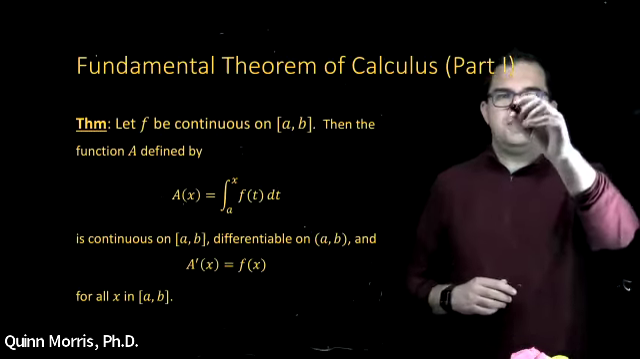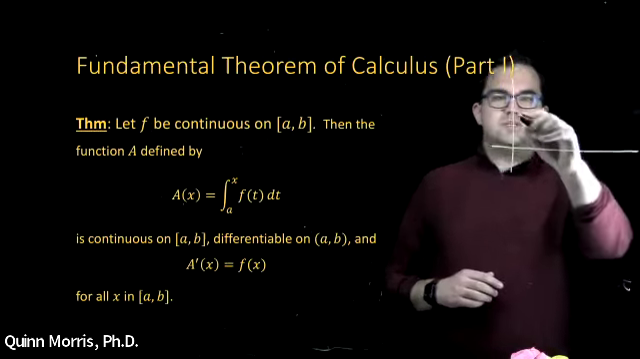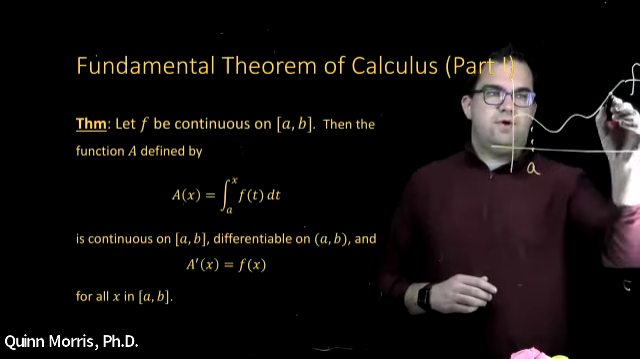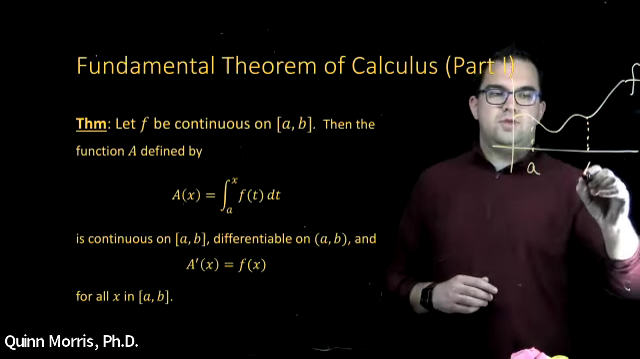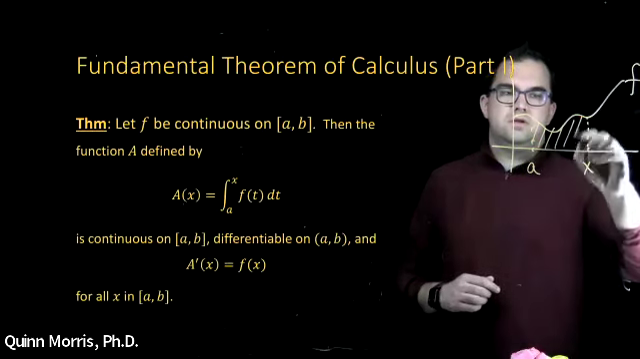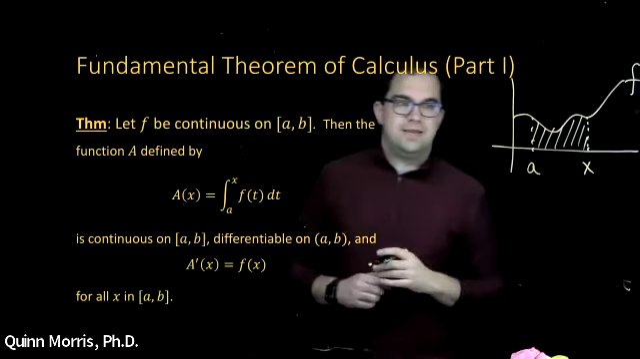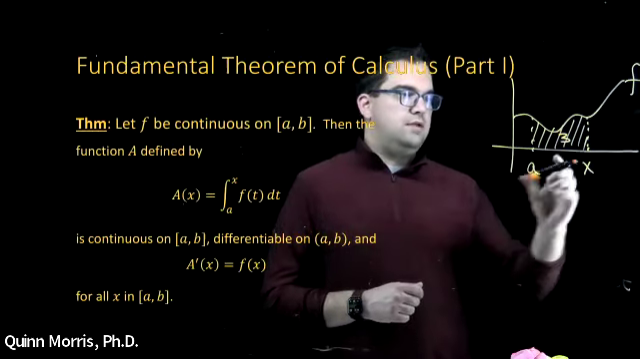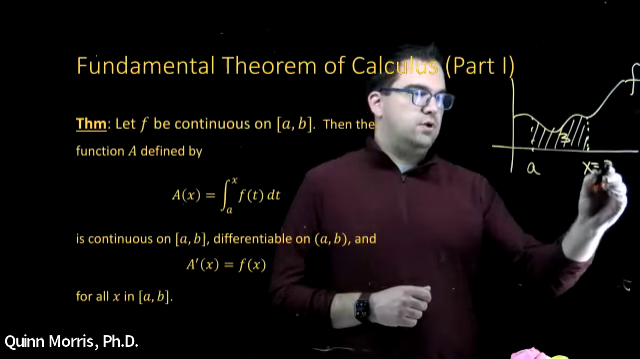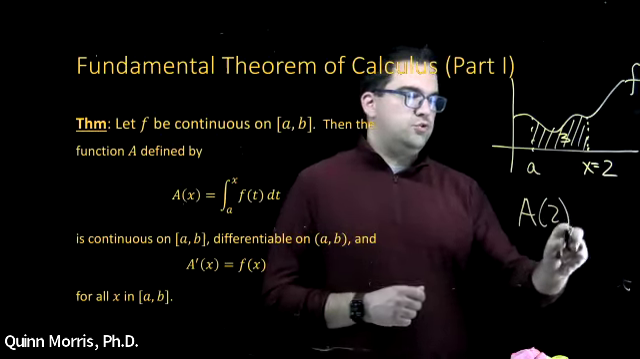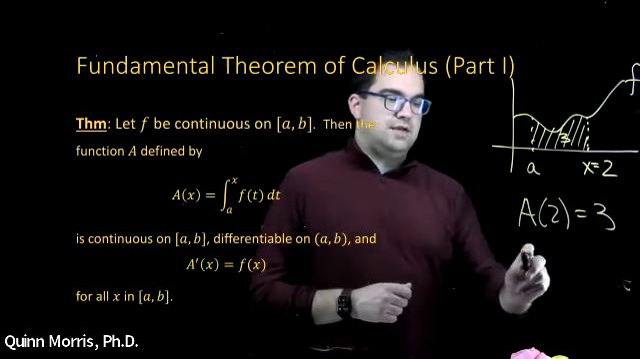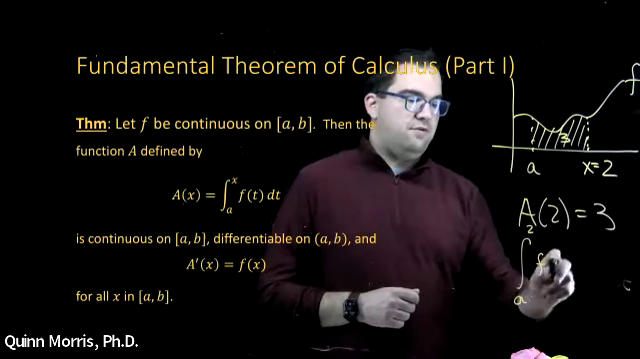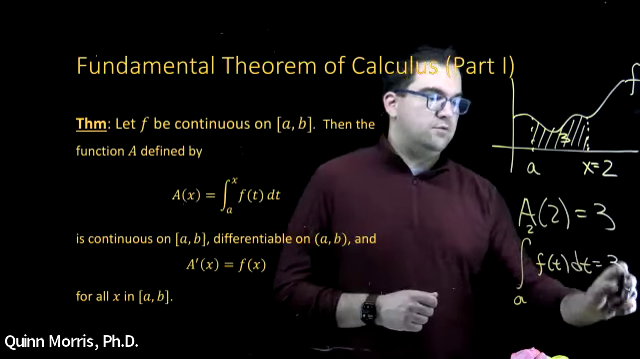Now, this function A is called the accumulation function because if you imagine some function f that's defined at least on an interval a to b, then the accumulation function returns the area under the curve between a and x. So for example, let's say that this area was 3 and maybe this x was 2, then A of 2 would be equal to 3 precisely because the integral from a to 2 of f of t dt is equal to 3.